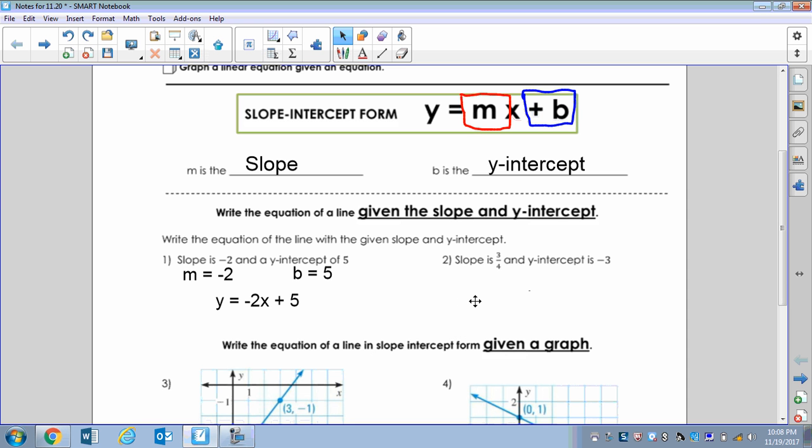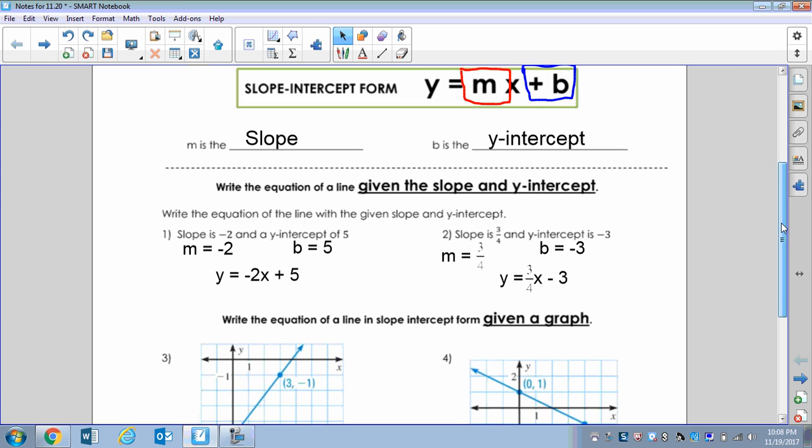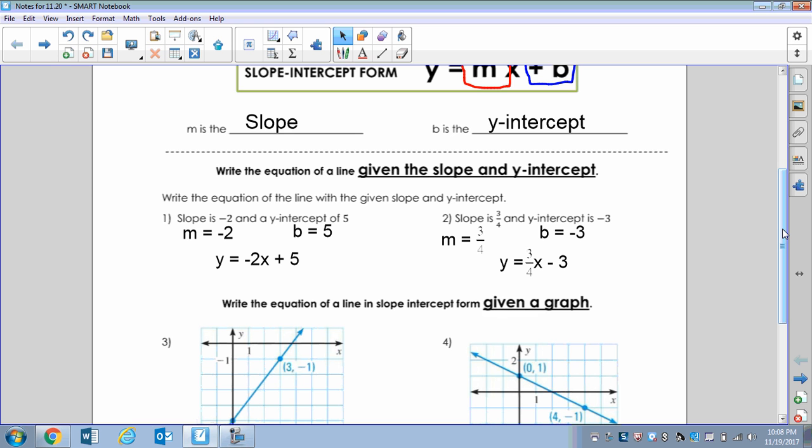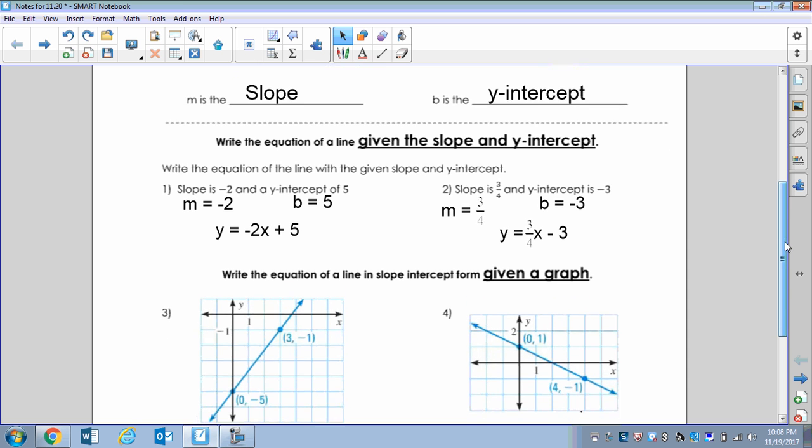Looking at this second example, it says slope is 3/4, so that makes m 3/4. And y-intercept, which is our b, is -3. So with this one, we're going to have y equals 3/4 x, and instead of an addition, since our b is negative, this is going to become a subtract 3. So that's how we write the equation out if we are given the slope and the y-intercept. We just put them into the spots where they belong. We substitute them in to where they belong.